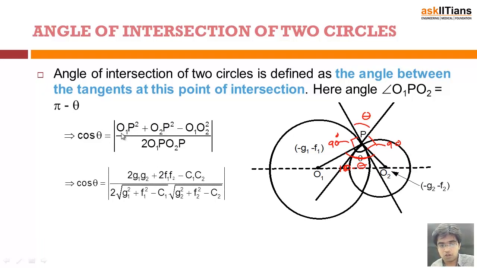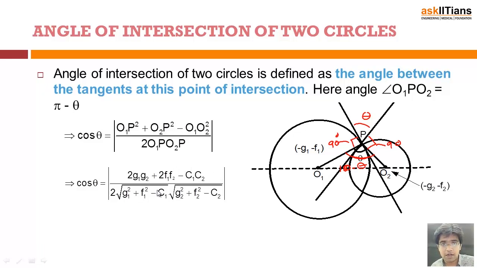So cos theta is O1P square plus O2P square minus O1 O2 square, divided by 2 O1P and O2P. This is the simple cos theta formula in terms of sides. But we know that O1P and O2P are the radii, so we can write the radius in terms of g, f and c. And we can also express O1 O2, the distance between the centers, in terms of g, f and c.